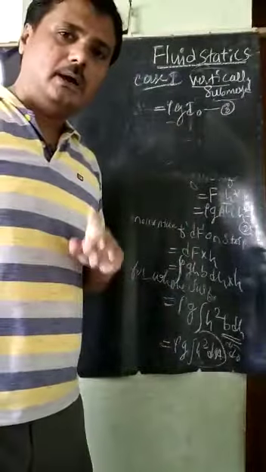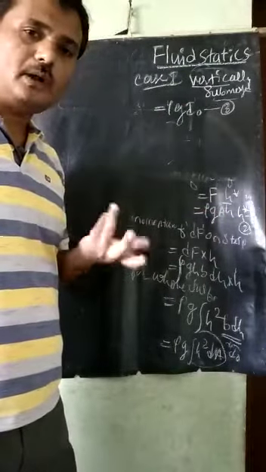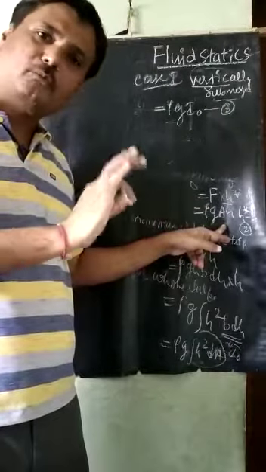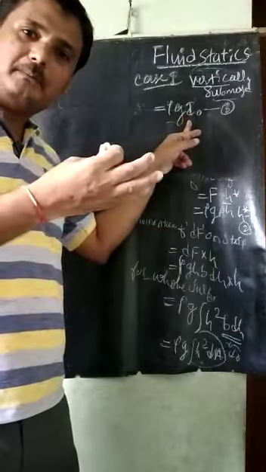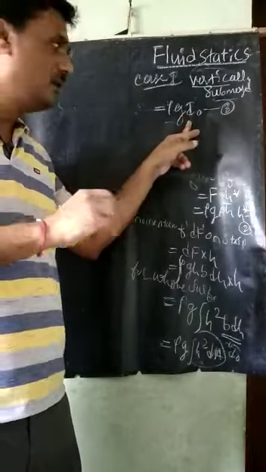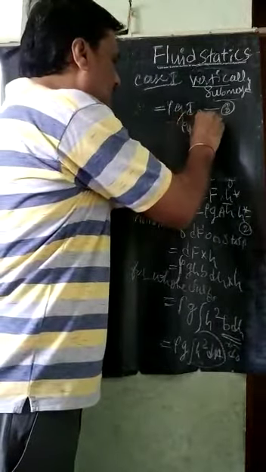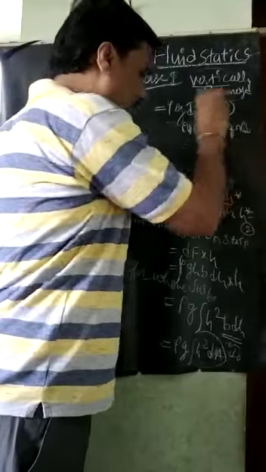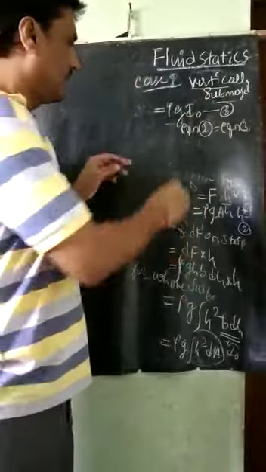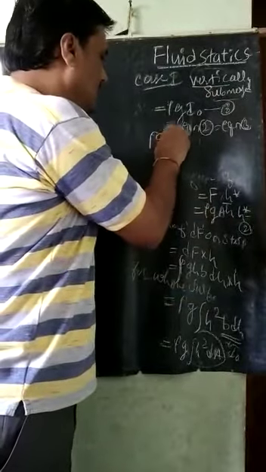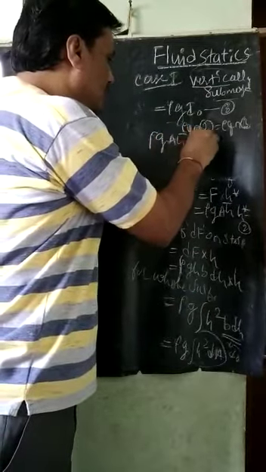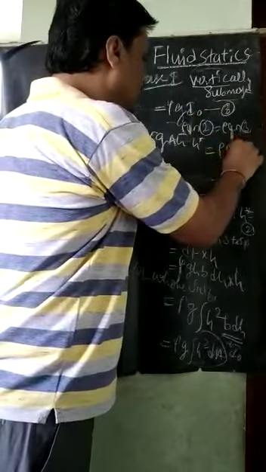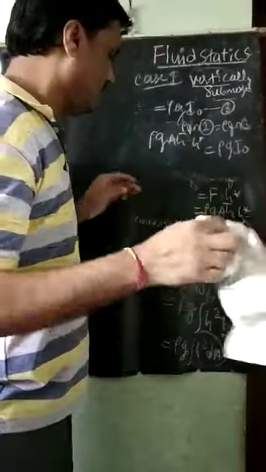So now I will compare equation number 2 and 3. This is also the momentum of the surface about the free surface. This is also momentum about the free surface only. So therefore equation number 2 is equal to equation number 3. Equation number 2 is rho g a h bar into h star, is equal to this. Equation number 3 is rho g into I naught.